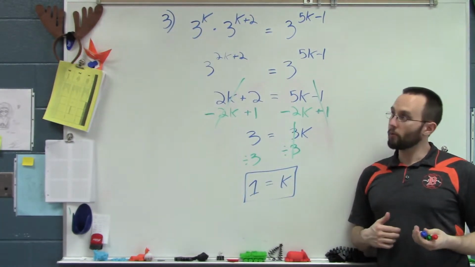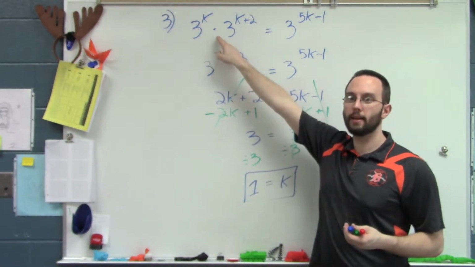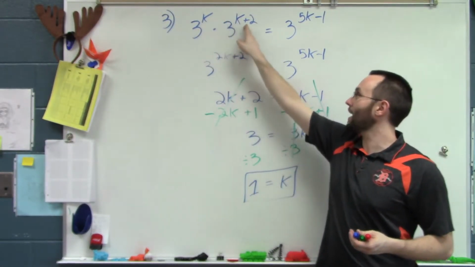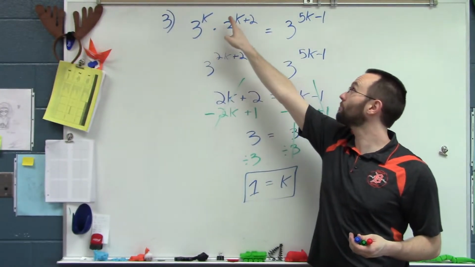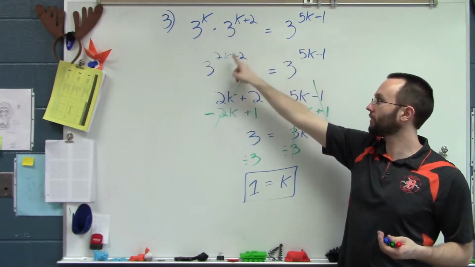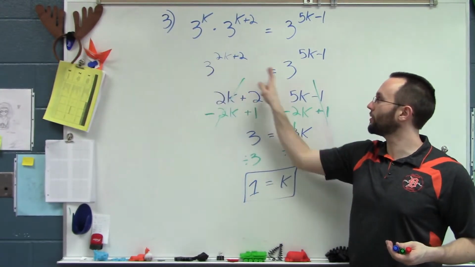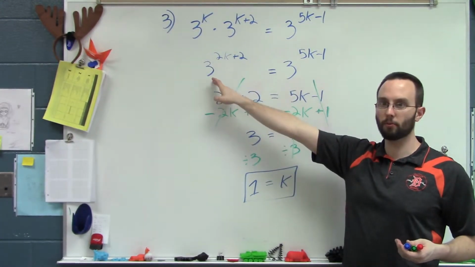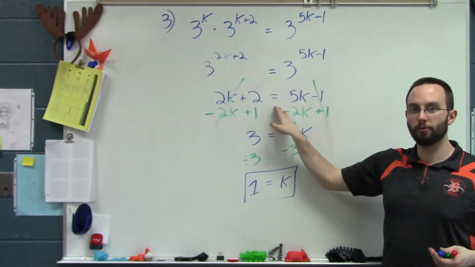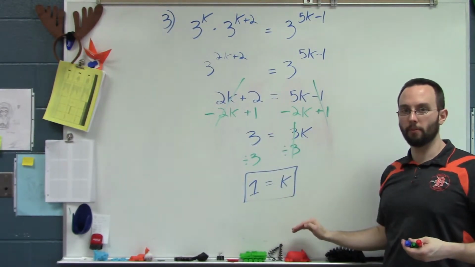So again, we used our product property at the very beginning here, which tells us to add those exponents. It's k plus k plus 2. That's where the 2k is coming from. And after we combine those two, now we have the same base. Both have a base of 3. So we can use that one-to-one property, and it's algebra 1 from there.